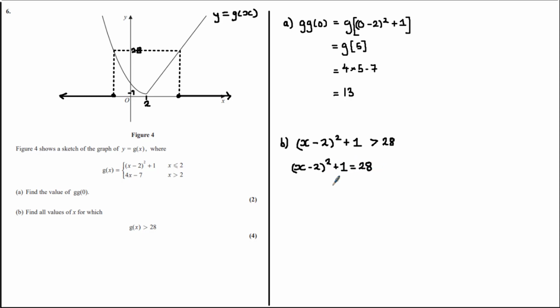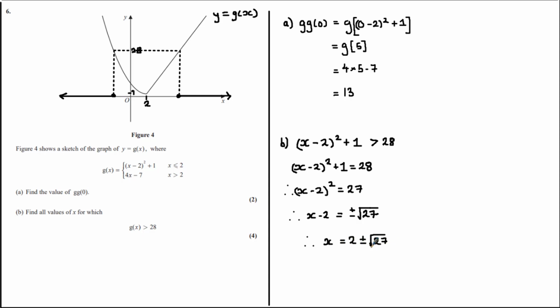Subtracting 1 from both sides, we would get (x minus 2) all squared is equal to 27. If we take the square root of both sides, we'll get that x minus 2 is equal to plus or minus the square root of 27. And if we add 2 to both sides of the equation, we get that x is equal to 2 plus or minus the square root of 27. Now, this critical value is clearly on the negative x-axis, and therefore 2 plus the square root of 27, we can exclude that as a value, as that's a positive number.